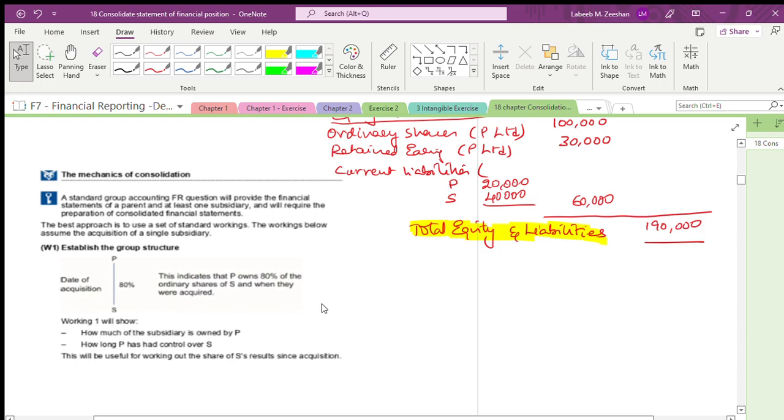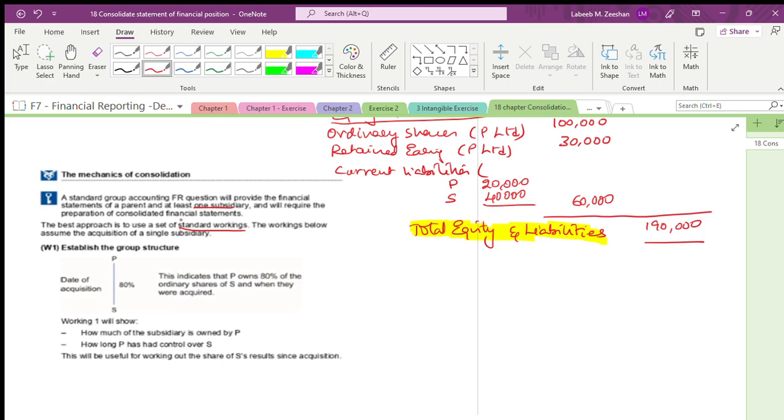In the previous case they said 100%. But usually a standard group accounting financial reporting question will provide the financial statements of a parent and at least one subsidiary, and will require preparation of consolidation. What is the best approach? Standard workings. Just imagine, marks are attached to the workings.